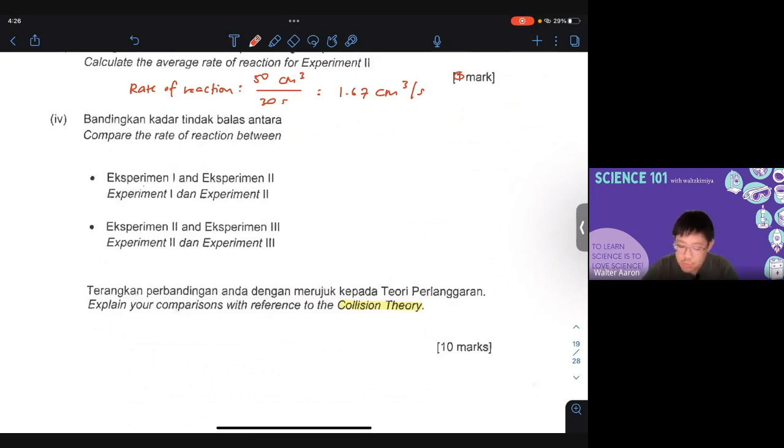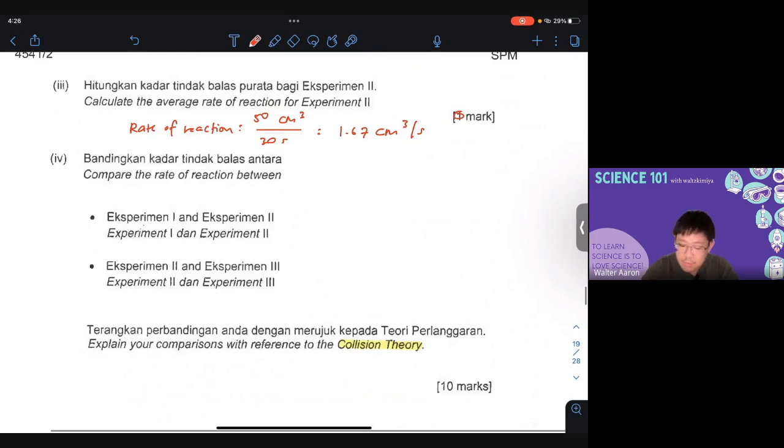So for experiment 1 and 2, you can compare which one is smaller. I'll write in point form for you, easier. So you can say that rate of experiment 1 is lesser than rate of experiment 2. I'm only writing in short form for you to understand better. In exam, you can write in point form, but don't write in short form. Make sure you write everything in full sentences. So rate of experiment 1 is lesser than experiment 2.